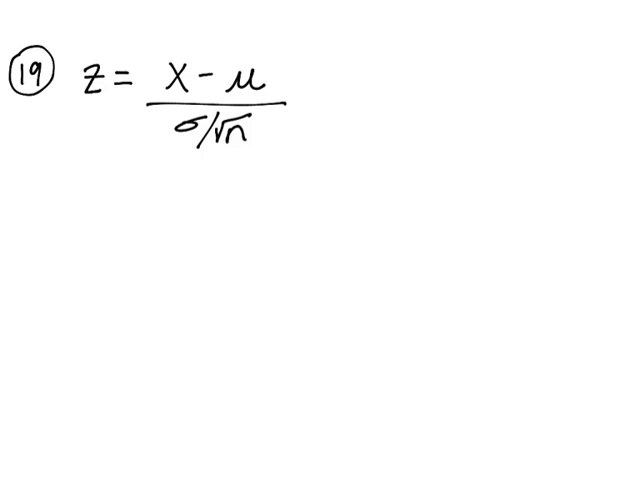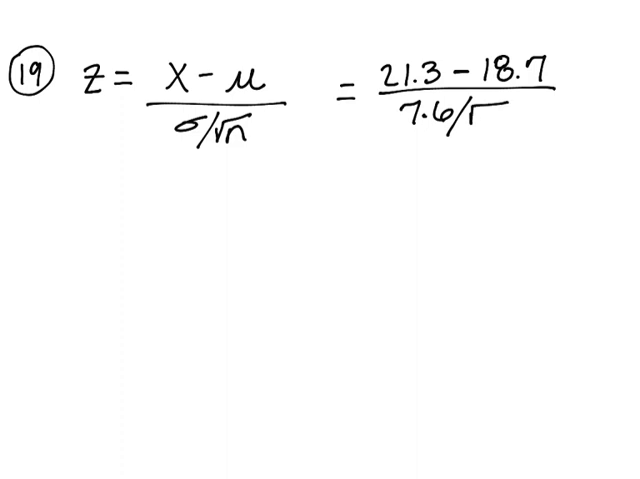So on 19, we're going to take 21.3 minus, if you look over there where it's got those null and alternative hypotheses, the mean is 18.7. Does everyone see where you see that? Divided by the population standard deviation, 7.6, divided by the square root of 11. So when you type that in, you're going to get 1.13.